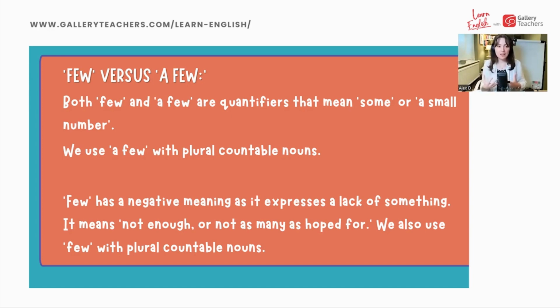Now, in a similar way, we have few versus a few. So both few and a few are also quantifiers. That means some or a small number. We use a few with plural countable nouns. So notice not uncountable like little, countable for few. Few, without the article, has a negative meaning as it expresses a lack of something, right? Familiar? It means not enough or not as many as hoped for. We also use few with plural countable nouns.